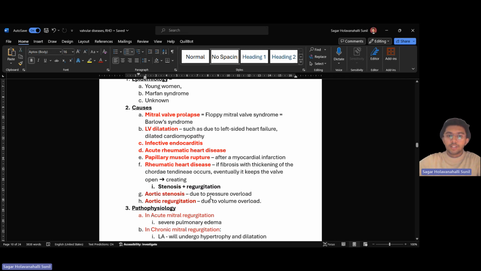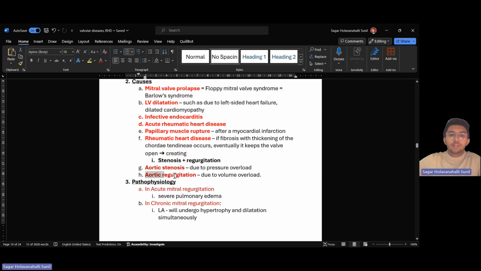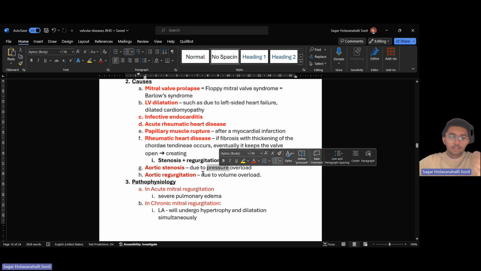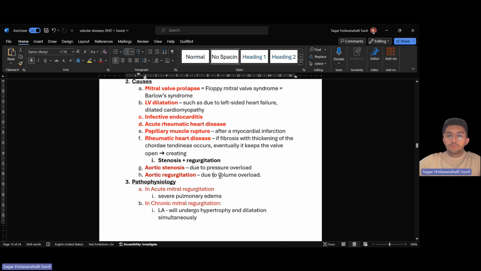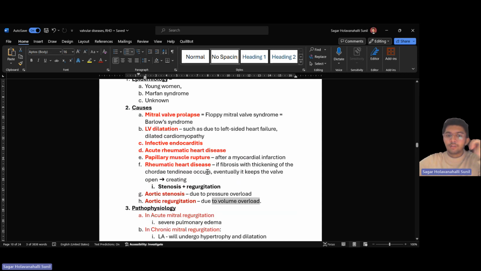When there's stenosis, there's increased pressure in the left ventricle, gradually leading to left ventricular dilatation, or it could also lead to forceful backflow causing mitral valve damage. Aortic regurgitation, here there'll be volume overload. Sorry, when there's pressure overload, there'll be hypertrophy of the left ventricle, and later on it'll get into left ventricular dilatation. And when there's volume overload, there can be left ventricular dilatation, and again there'll be mitral regurgitation as a result of left ventricular dilatation.